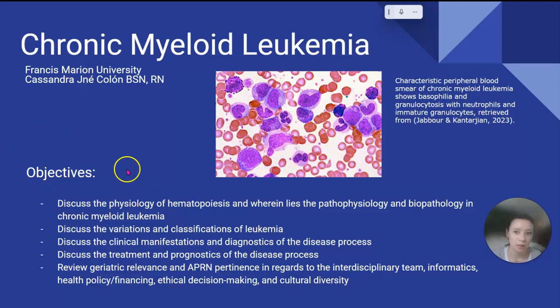These are the objectives I've labeled here below. And then I also did include a peripheral blood smear of someone in advanced disease. I got this from UpToDate, and you can see the little description right here. For the sake of time, I won't be able to go through everything because it is a very complicated disease process.